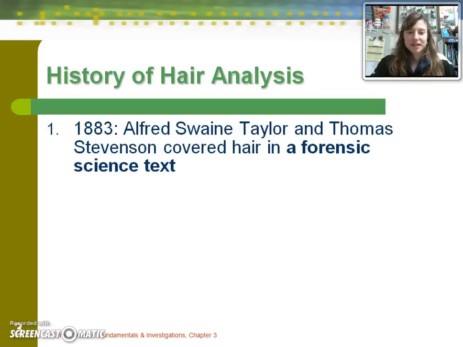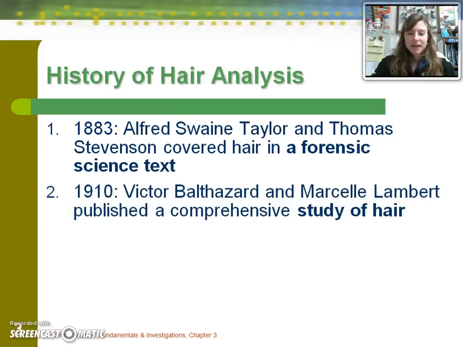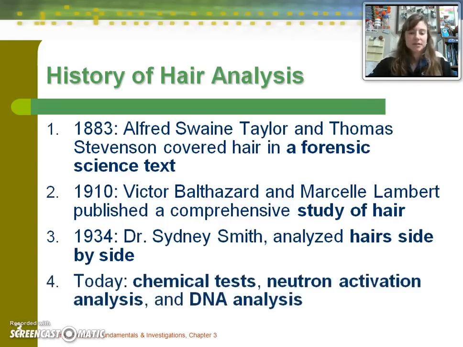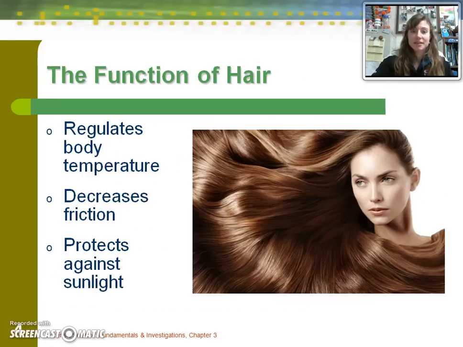Giving you a little bit of history, in 1883, this topic of hair was covered in the first forensic science text, and a more comprehensive study of hair was done by a couple of scientists in 1910. And then 1934 was really the first documented case of looking at hair, comparing one to the other in terms of their likeness and differences. And today, the science has progressed to include chemical tests, neutron activation analysis, which we'll talk about in a little bit, and possibly DNA analysis depending on what part of the hair is there.